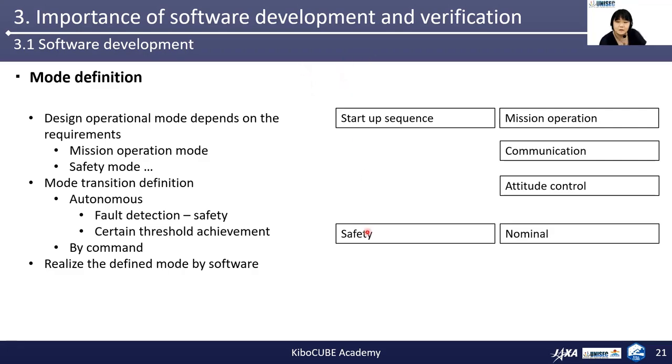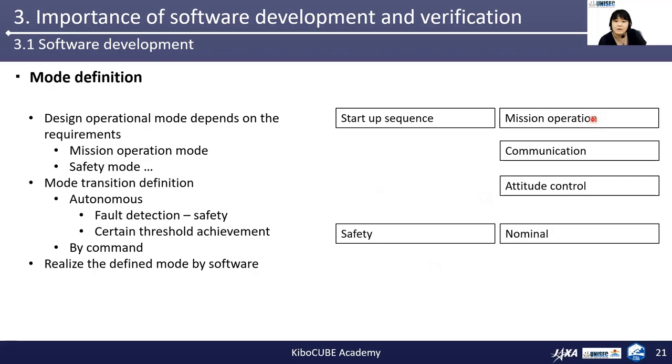These are mode definition examples. When you design the mode, the most important parts are mission operation success and safety assurance. For safety, typically the CubeSat power generation tends to be low, and it is important to know each mode's power consumption. We have to define the mode which assures battery charging.